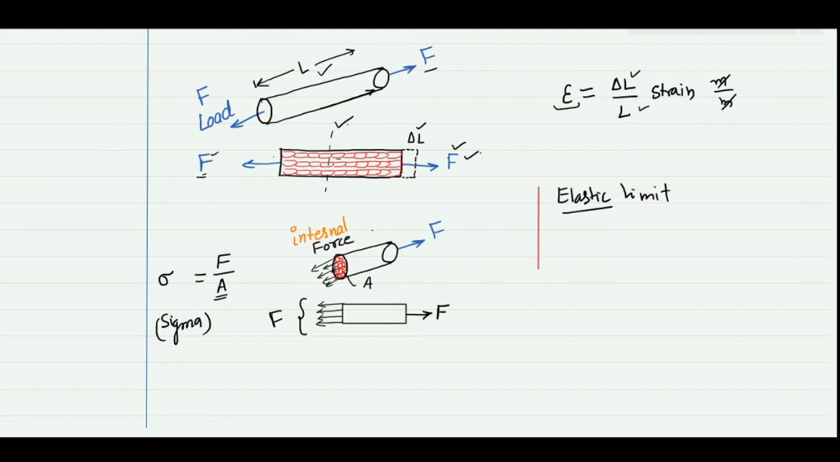When I apply the load, there will be a change in the length. When I remove the load, the material will go back to its original shape. In the elastic limit, the stress is proportional to strain, and this is your Hooke's law. If I remove the proportionality sign, there will be a constant which is known as the elastic constant. So E is your elastic constant.